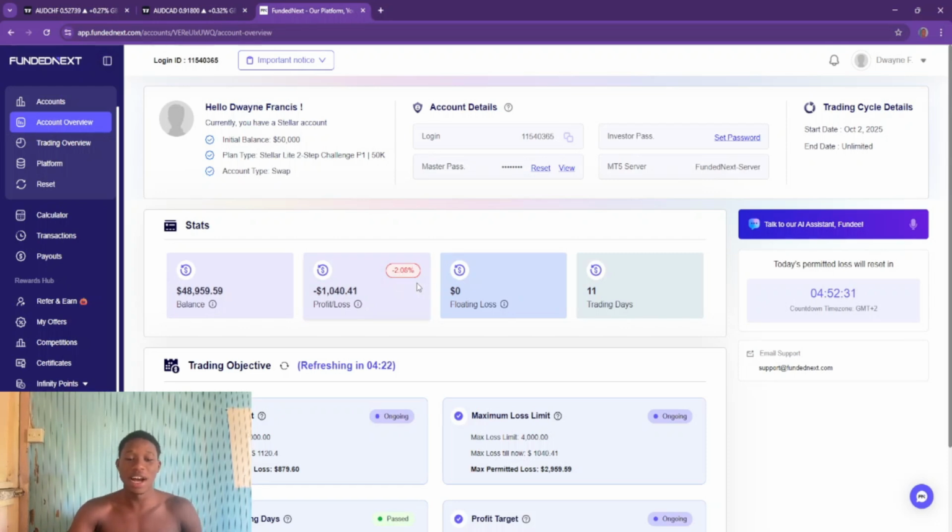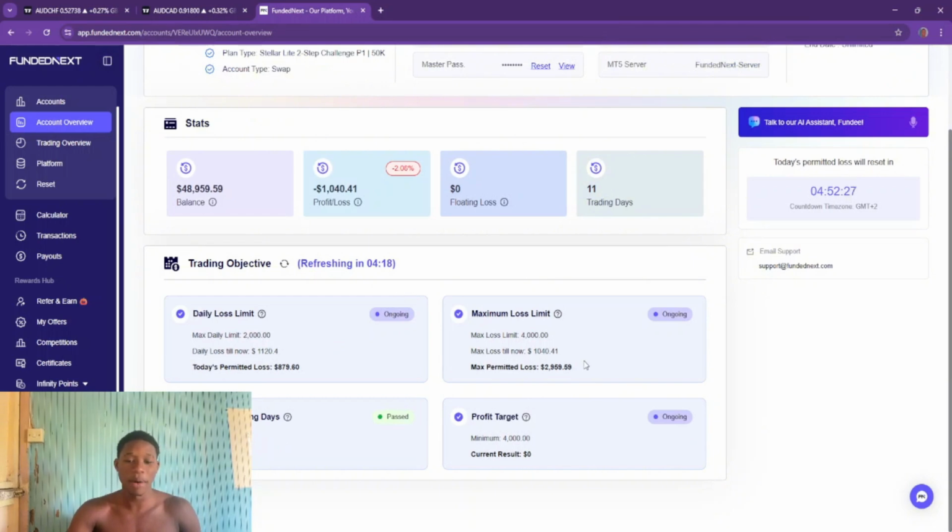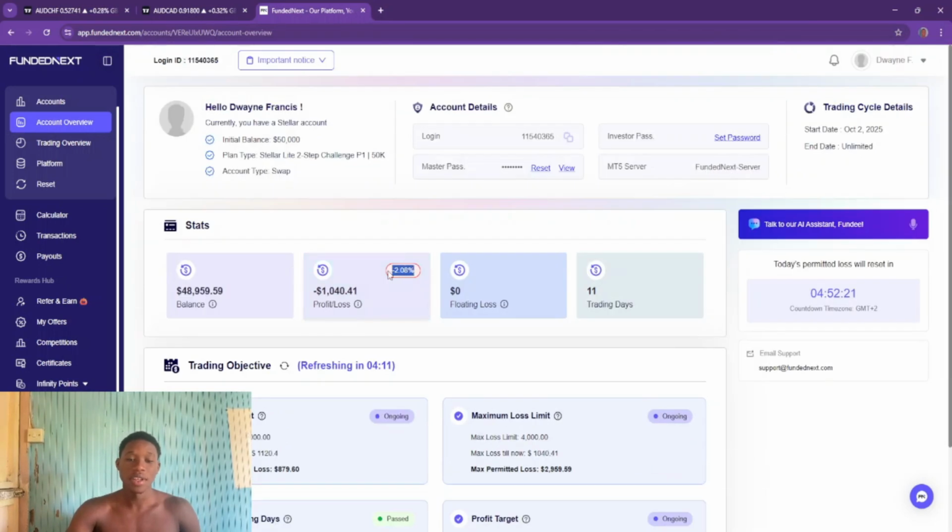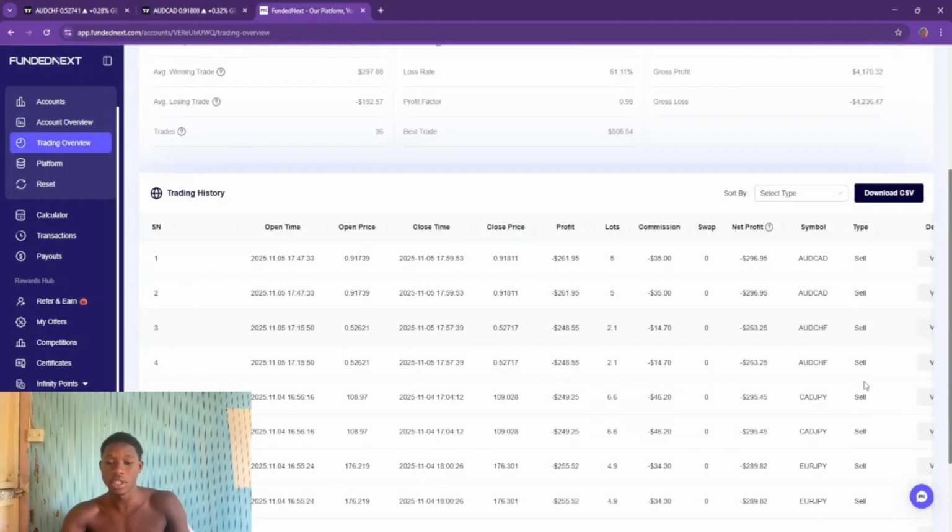If we go down another 6%, the account is breached. Our maximum loss limit is 8%, so we have 6% left. So if we lose another 6%, the account is basically gone. So let me show you all the trades we took today. Let me show you all the trading overview.